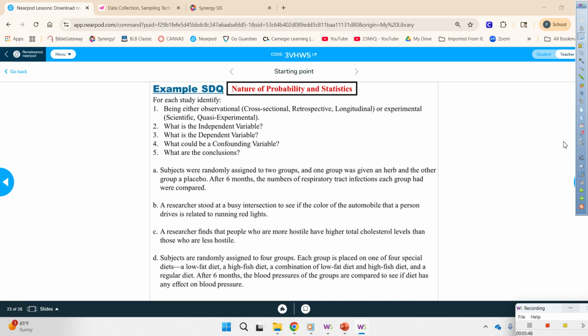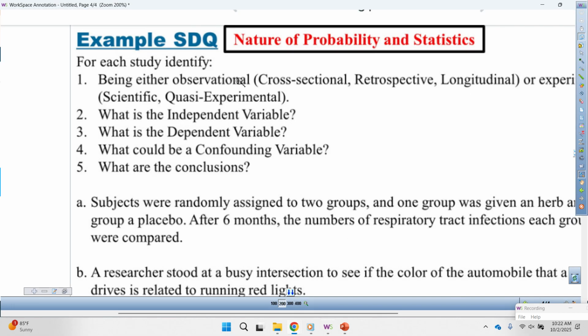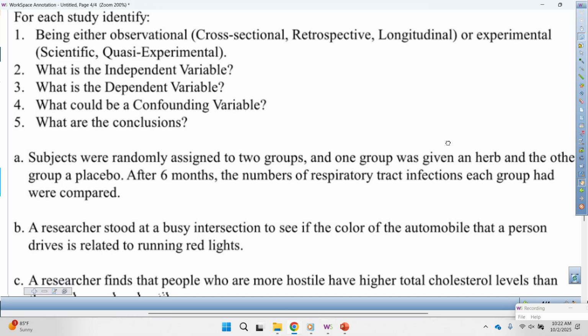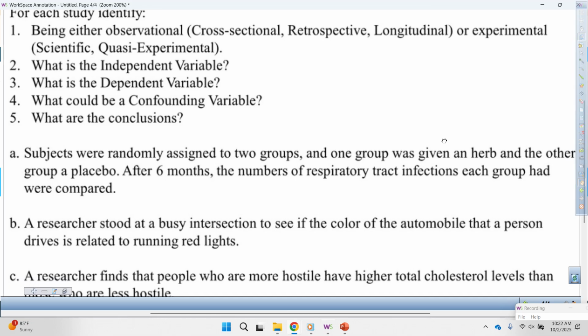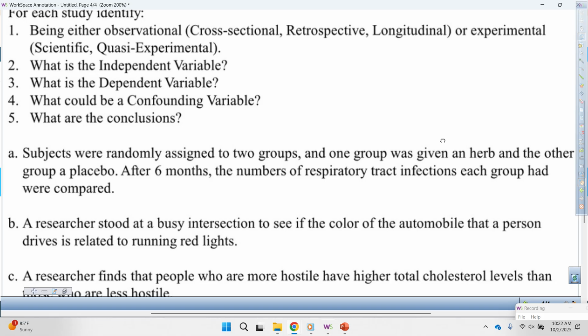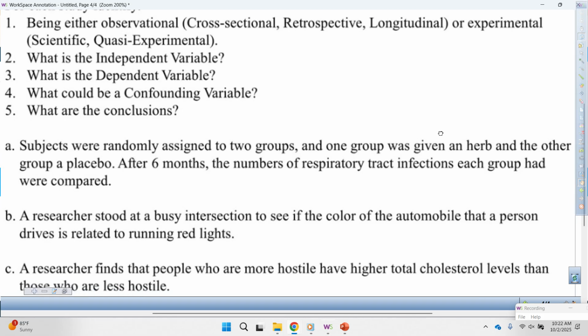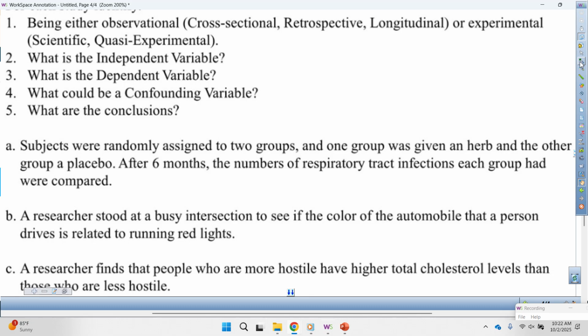So, example super duper Q says, for each, identify those 5 things. What do we need to identify? What kind of study it is, which is the independent variable, which is dependent, what could be the confounding variable, and what are the conclusions. Okay, so let's start with A. We're going to do this one together. Here we go, just to make sure we got it.